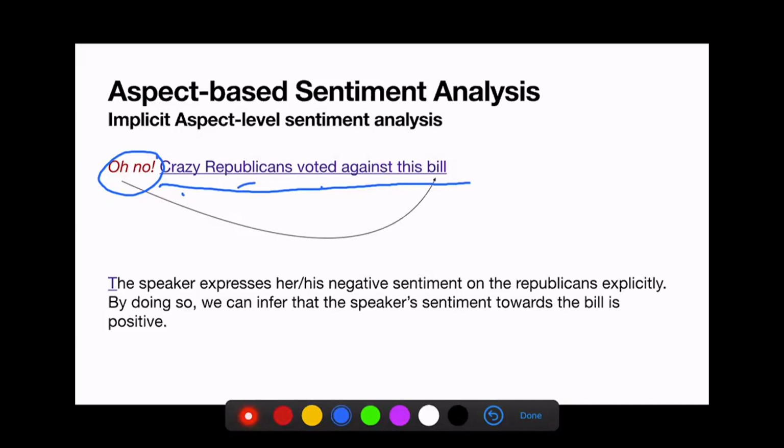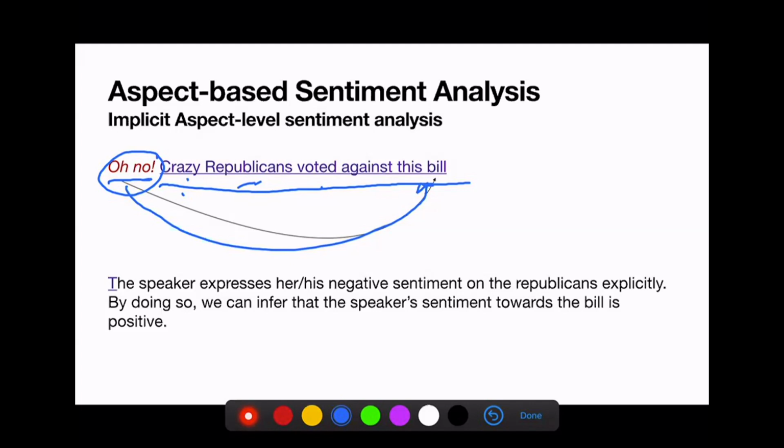There is no way we can infer, although we as human beings can still infer that if you call Republicans crazy and they voted against the bill, there might be a different sentiment expressed in the sentence. But once you encounter this sentence, oh no, that means you are sad that someone voted against the bill and you are really sad about it. So from here, the sentiment flows to this. This kind of implicit aspect-level sentiment analysis is difficult to do, and not many works really focus on this.